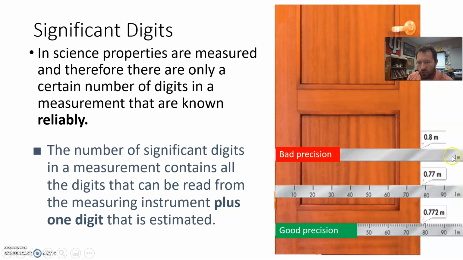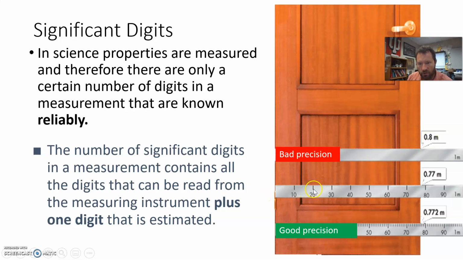So we're looking at this first ruler here. We know that the first place is 0. It's not yet to 1 meter. 1 meter would be here on the side. The door is not that long. So we know it's a 0. We're always allowed to guess. In fact, we have to guess one more digit. In this case, we're guessing 0.8.